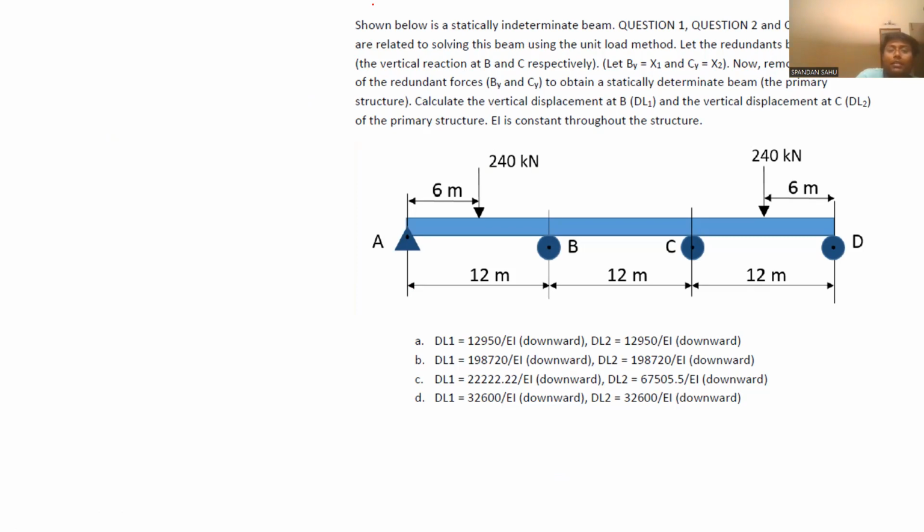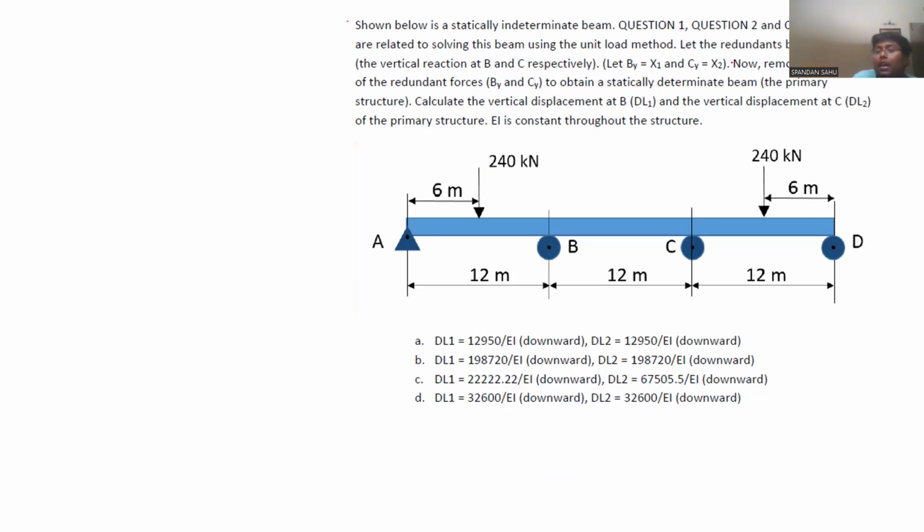This is question number 1. Read the question. Shown below is a statically indeterminate beam. And this is a linked type question containing 3 sets of questions. Question 1, question 2, and question 3 are related to solving the beam using the unit load method. So unit load method means which method? The other name of unit load method is method of consistent deformation.